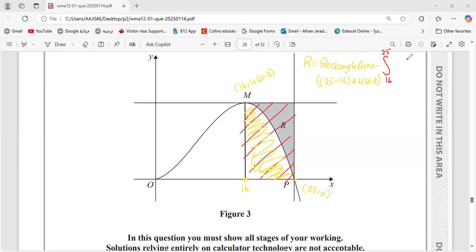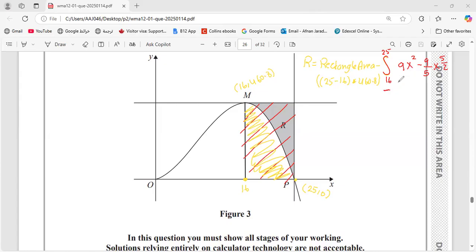The function, in simplest form, is 9x squared minus 9 over 5 x to the power of 5 over 2. So this one is the shaded area R. What is the solution of 25 minus 16 multiplied by this one to find the area? Then subtract it from the integration here.